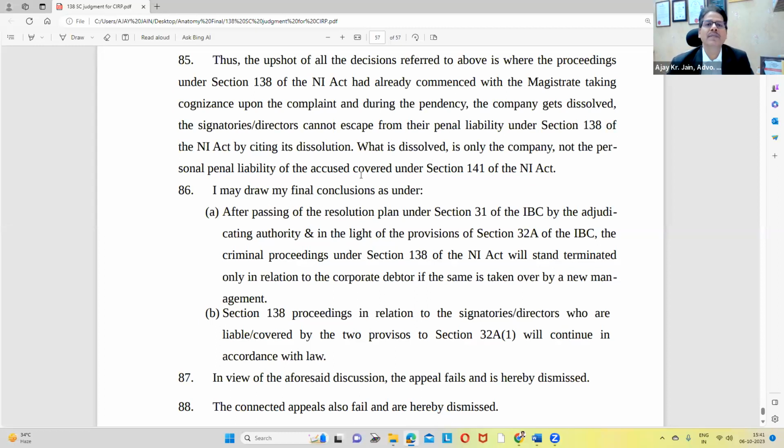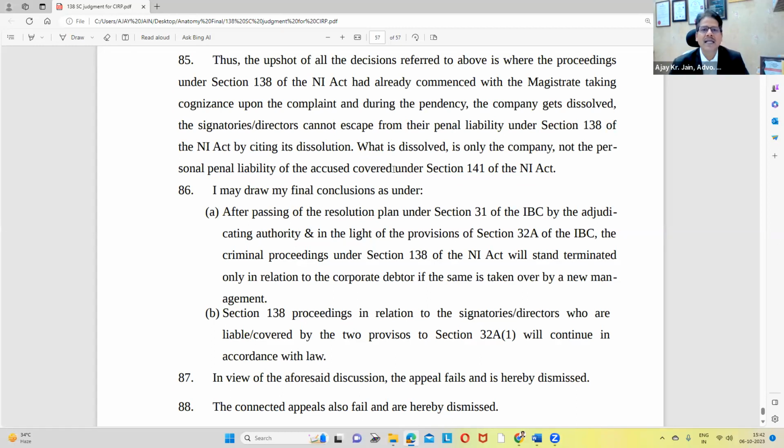Thus, the upshot of all the decisions referred to above is that where the proceeding under section 138 of the NI Act had already commenced, with the magistrate taking cognizance upon the complaint, and during the pendency the company gets dissolved, the signatory director cannot escape their penal liabilities under section 138 of the NI Act by citing its dissolution. Now they are taking the stand that the company got dissolved, so I am not liable. So this is not correct.